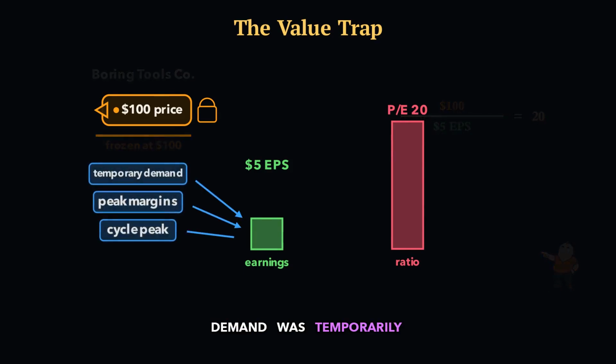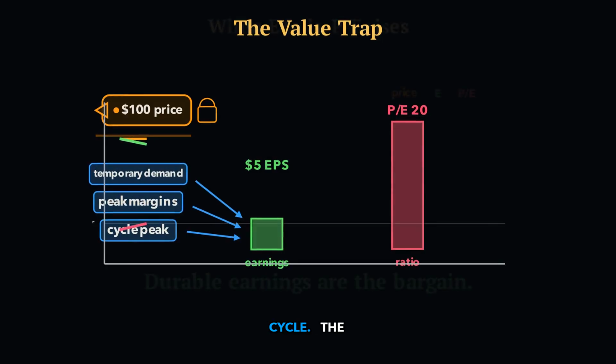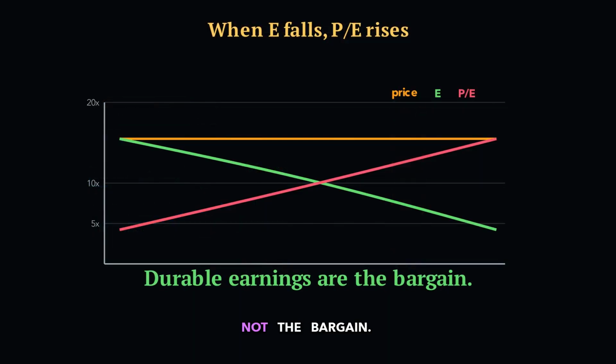Maybe demand was temporarily high. Maybe margins were unusually strong. Maybe last year was the peak of the cycle. The low number is not the bargain. The durable earnings are the bargain.